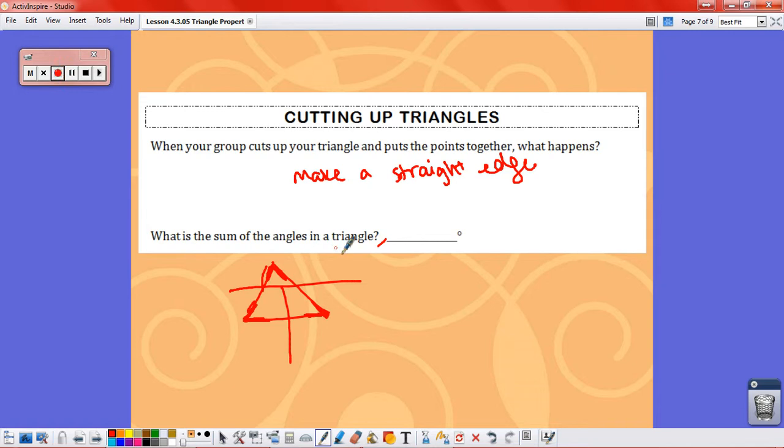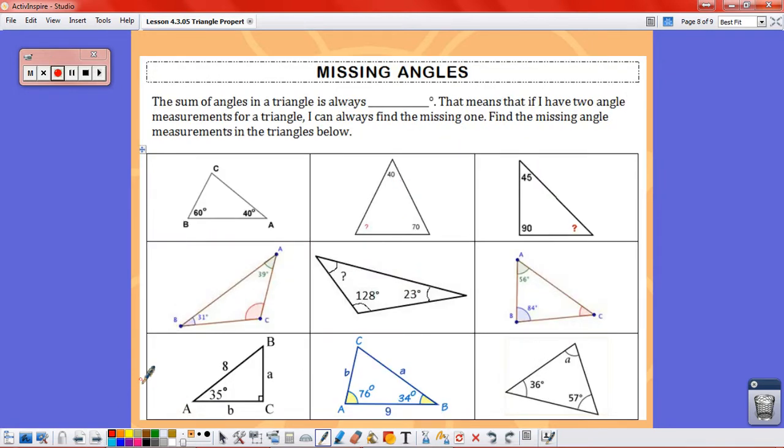This is true even though they'll all have different triangles; they all should get something that's pretty much a straight line. So 180 degrees. Triangle angles always sum to 180 degrees. So the sum of angles in a triangle is always 180 degrees.